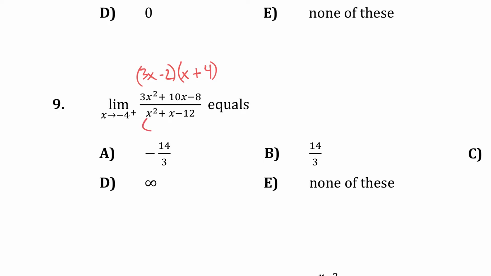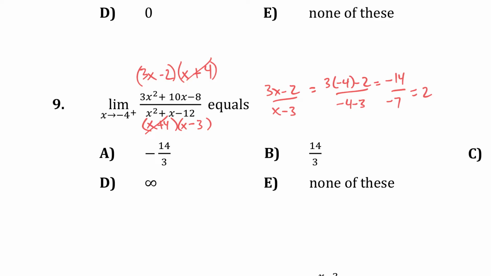And then could you factor these? 12 is 3 and 4. So positive 4 and negative 3. Hey, the x plus 4's cancel. And that leaves you with 3x minus 2 over x minus 3. You probably could have done this with L'Hopital's rule too, I bet. So as it goes to negative 4, 3 times negative 4 minus 2 over negative 4 minus 3. That's negative 14 over negative 7, which is just 2.